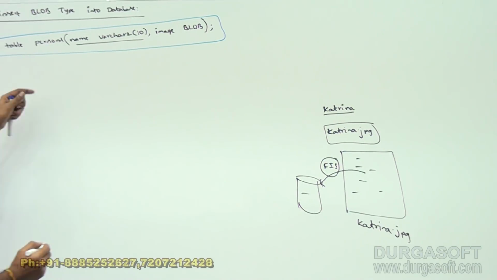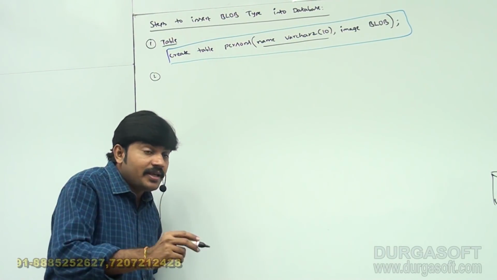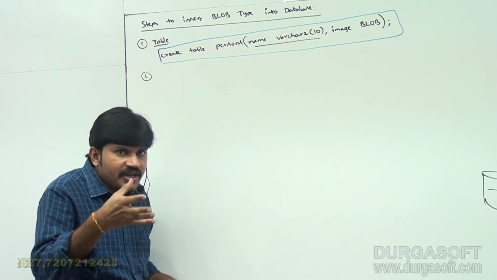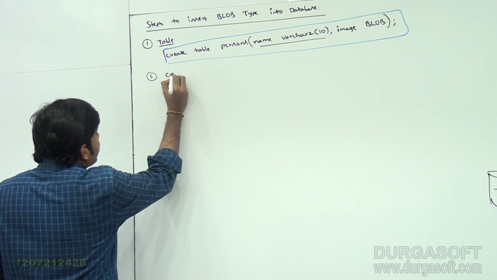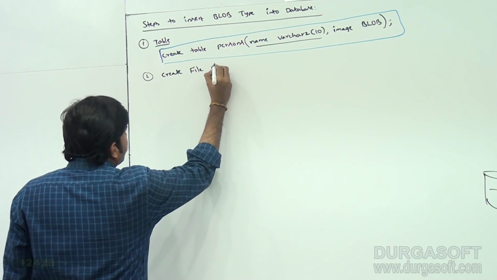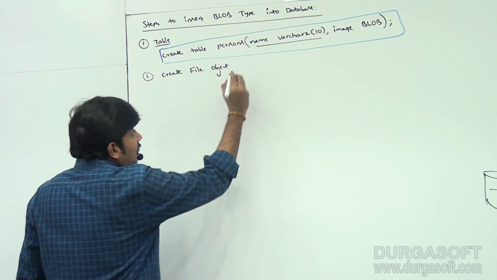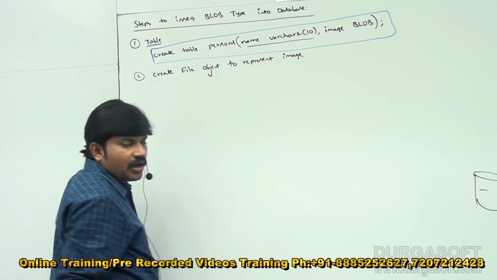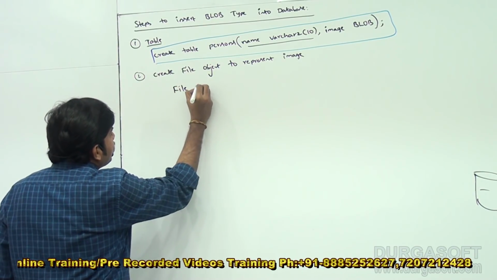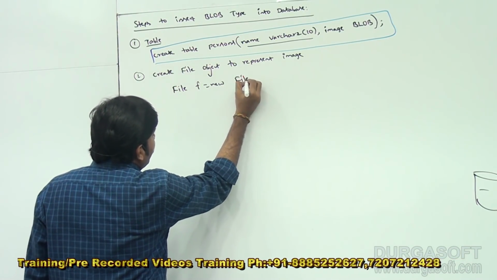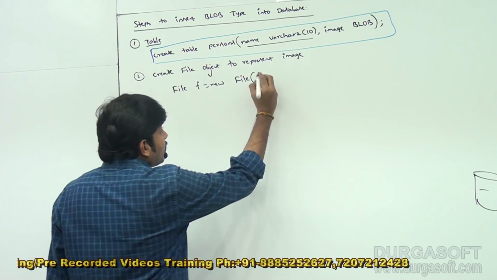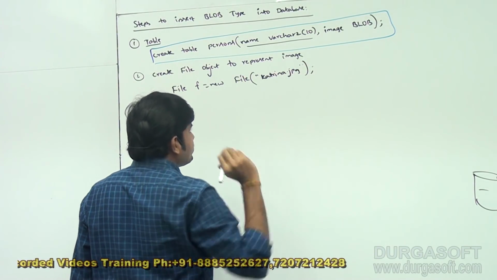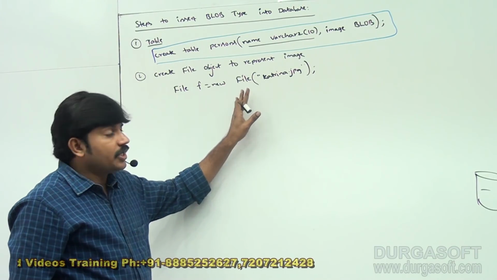Okay, now the table is ready. Which file do you want to store? Katrina.jpg. With that file, create a file object, a Java File object, to represent the image file. How to create? File f = new File of the name of the file, Katrina.jpg. Assume the file object is ready.